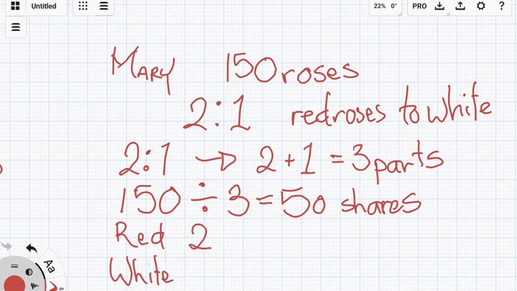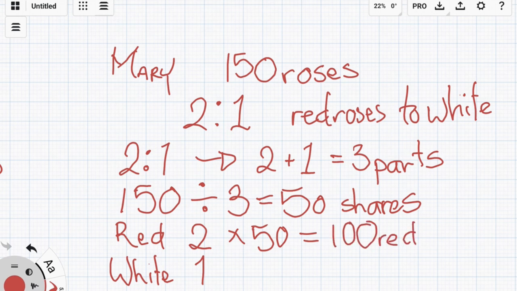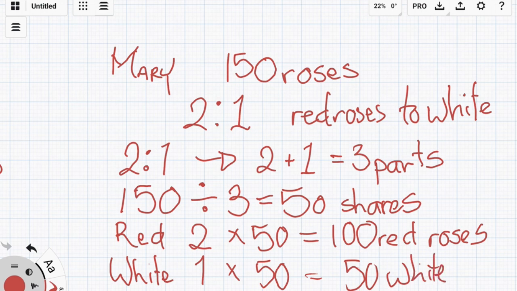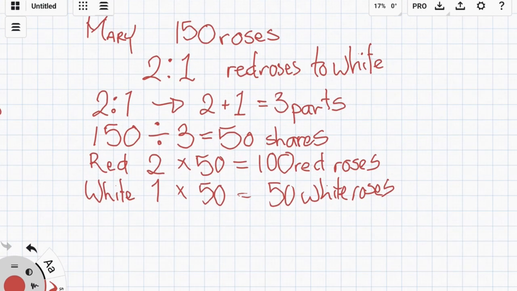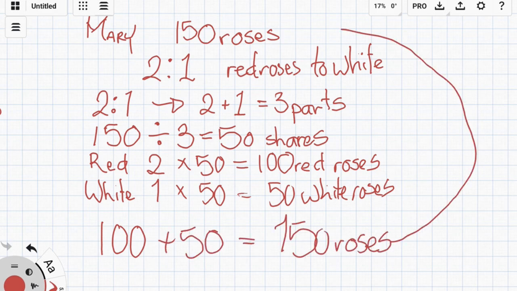Step 3. Multiply to find the amounts. Sharing out 2 to 1, 50 times, i.e. red roses, 2 by 50 equals 100. White roses, 1 by 50 equals 50. This gives us 100 red roses to 50 white roses. To check this, just add them up. 100 plus 50 equals 150, which is the total we started with.